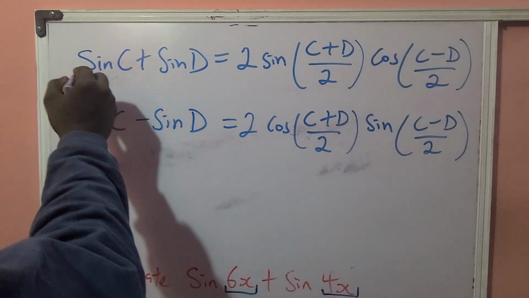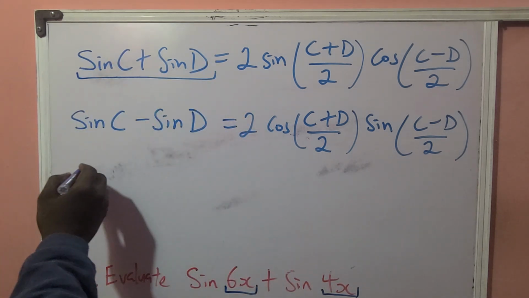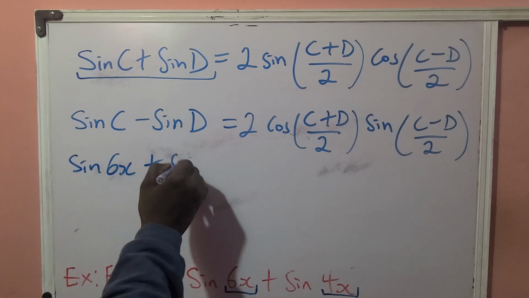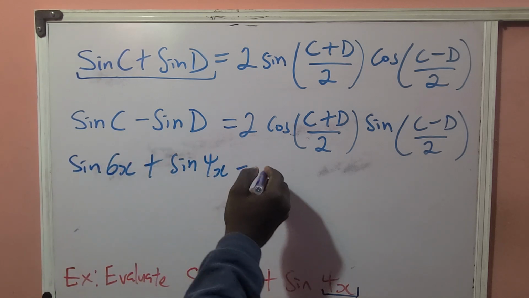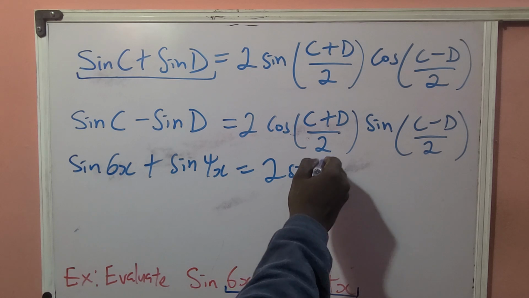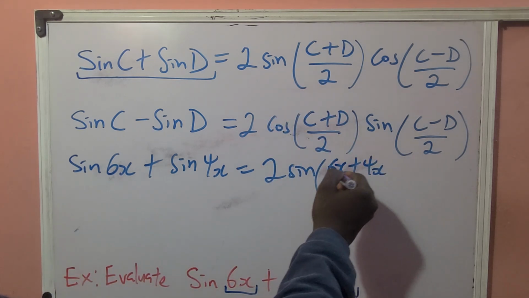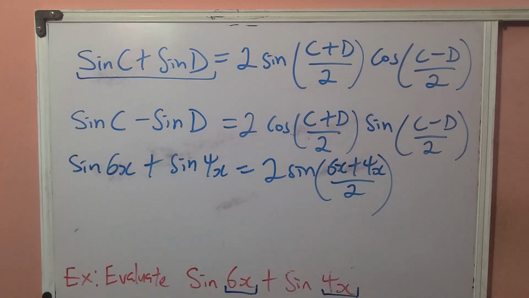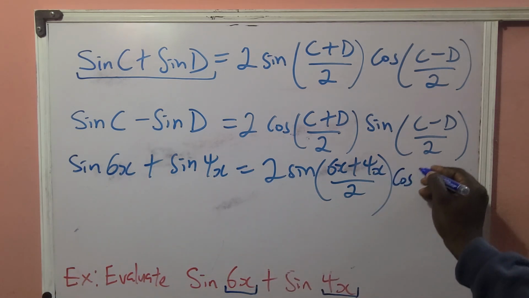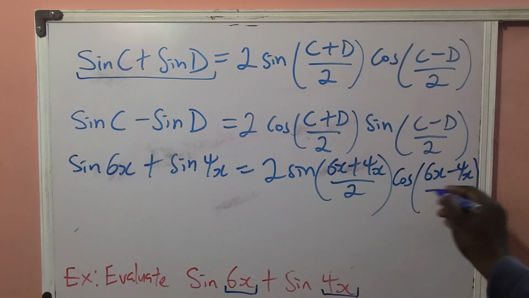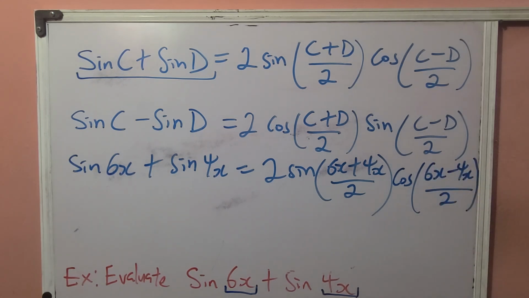Since we are dealing with this particular situation, our sine 6x plus sine 4x will be equals to 2 sine, we will have 6x plus 4x divided by 2. Then the cosine, cos 6x minus 4x divided by 2. So this is how we solve questions like this.